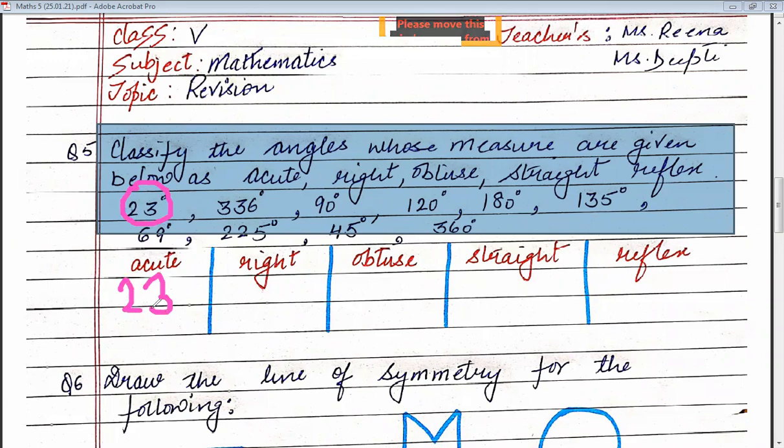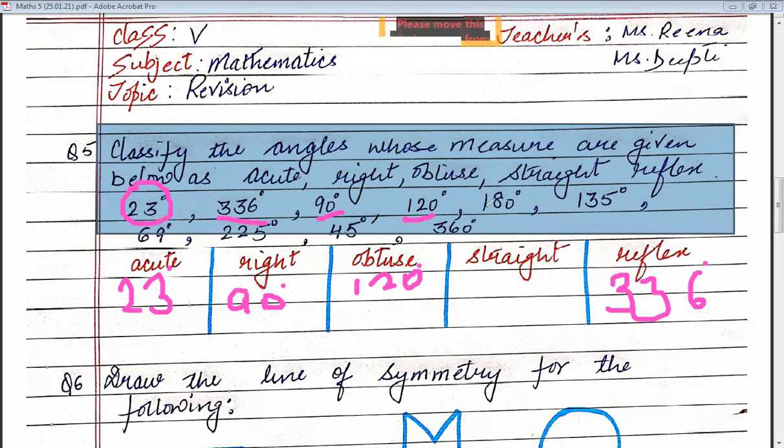So you will write here 23 degree. Now next one is 336 degree. This angle is more than 180. So where it will come? It will come here. Here you will write 336 degree. Okay, children, this is 336. Now next is 90. 90 is your right angle. The angles whose measure are 90, they are right angle. Now next is 120. If the angle is more than 90 but less than 180, they are considered to be obtuse angle. So this is your obtuse angle.